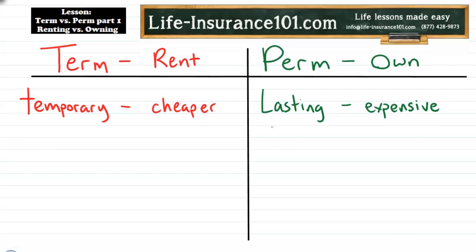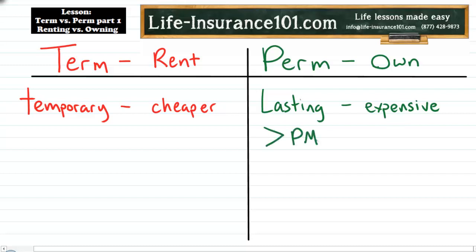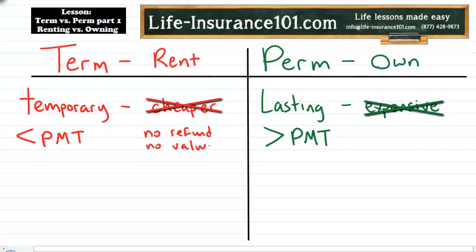Now, if we looked at the same analogy through the lens of acquiring property, we wouldn't say that it's expensive. What we would say is that owning property may require a higher payment than renting. But when we rent a property, once we're done with our use of that property, we get no refund for our rent payments, and we have no value in that property.